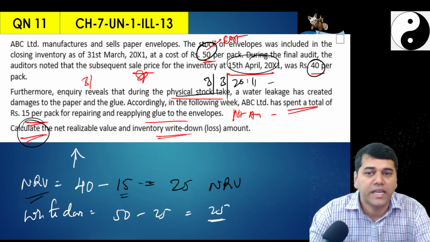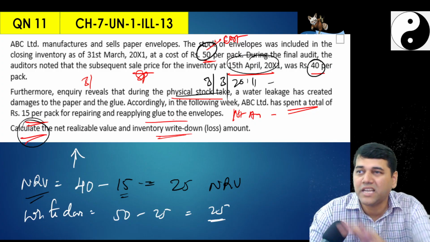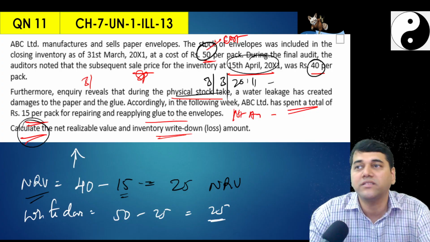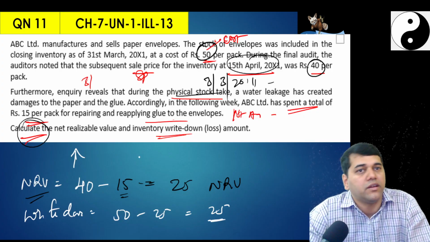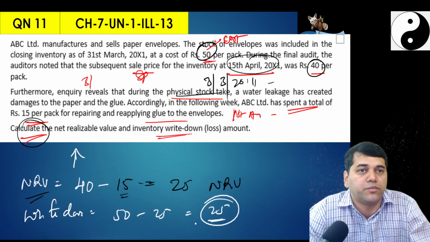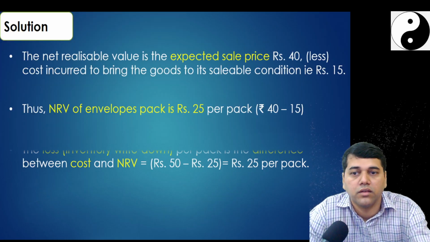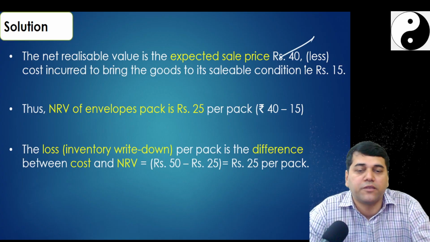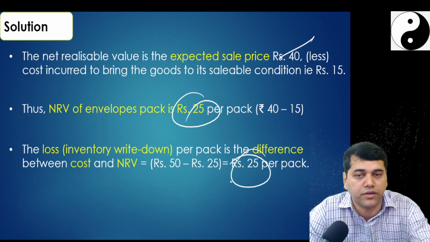So again, in Ind AS 10 we will get better clarity. We will not discuss much about Ind AS 10 now. I just told you because we have not discussed in detail what the condition is and all. Here the question is NRV. Should we consider this? Yes, we will consider this. And the write down will be 25 rupees because my cost is more than the NRV. So NRV will be 25, write down will be 25.